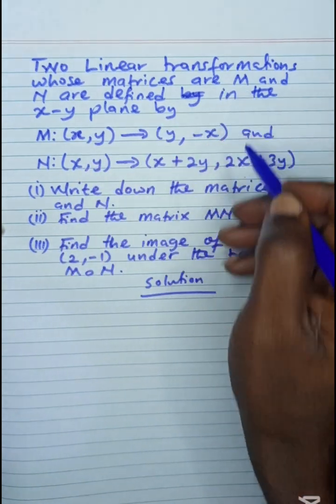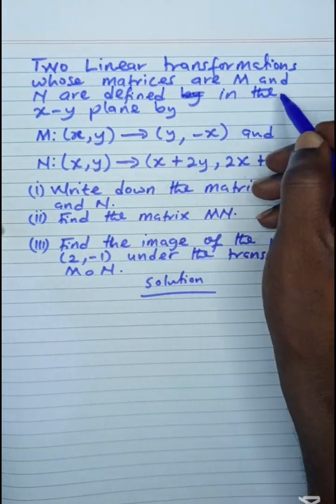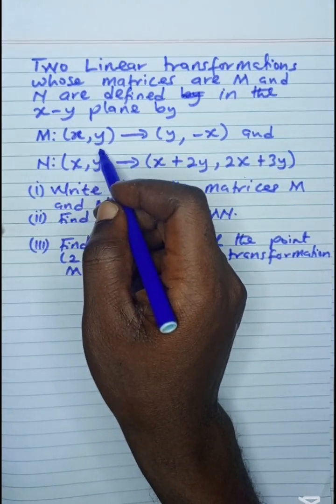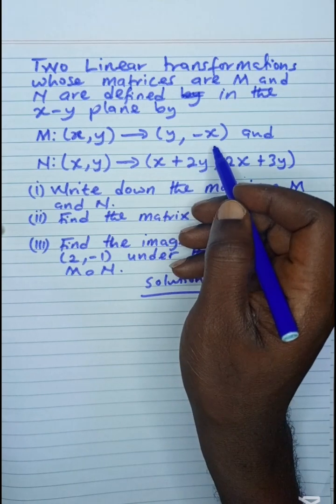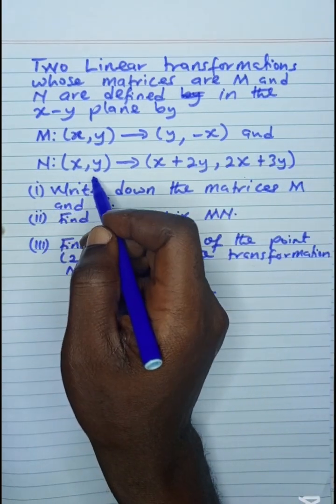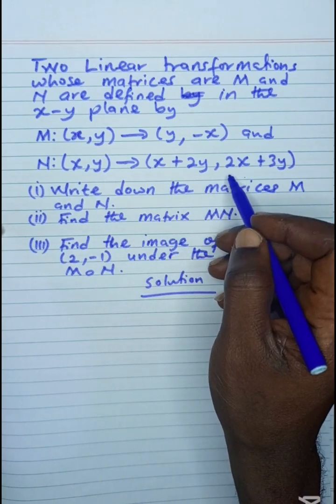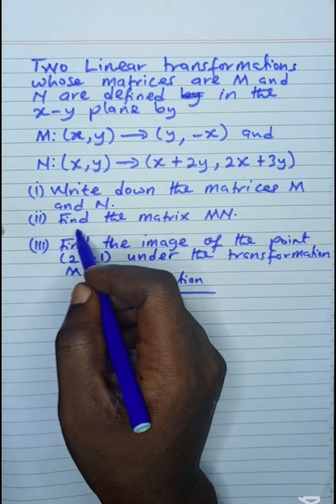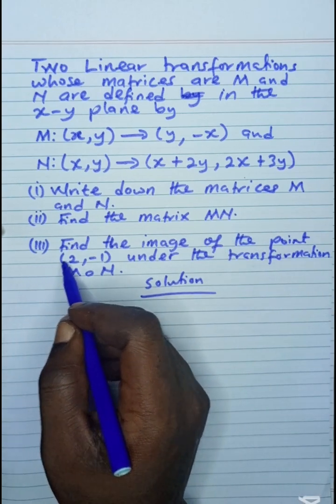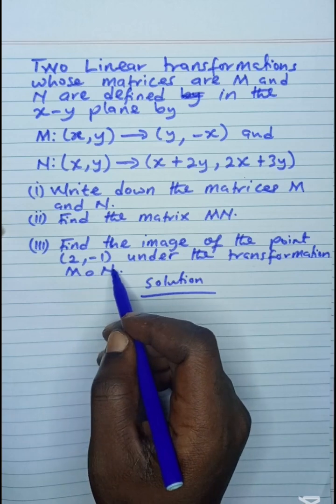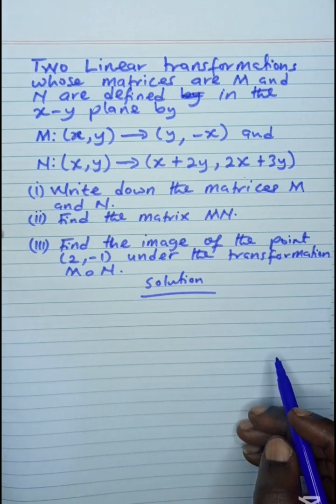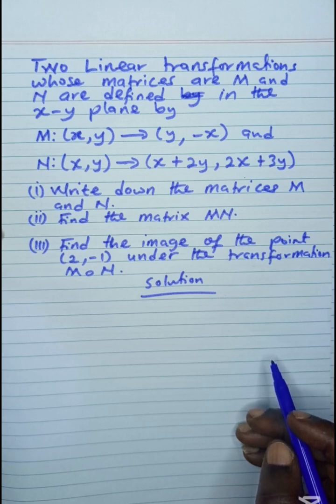The question is: two linear transformations whose matrices are M and N are defined in the xy plane by M: (x, y) maps to (y, -x), and N: (x, y) maps to (x + 2y, 2x + 3y). One, write down the matrices M and N. Two, find the matrix MN. Three, find the image of the point (2, -1) under the transformation MN. Okay, so this is the question. Can you solve it? If yes, I want you to solve it and write your answer in the comment section.